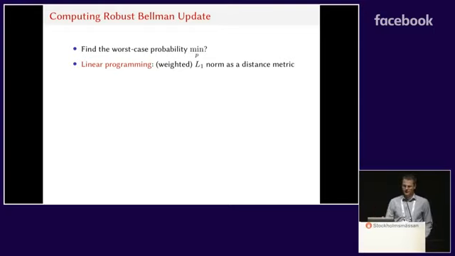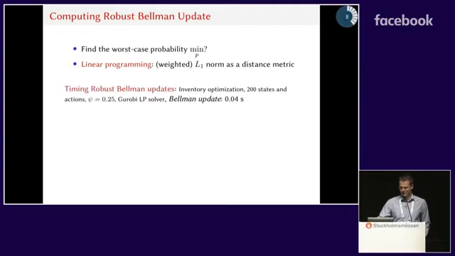All right, so we want to compute the Bellman update. This is more difficult than the regular update because we need to compute the worst case probability, minimum P. As everybody can probably see, because L1 norms are polyhedral, we can just formulate this as a linear program. And so let's look at how well linear programs work.